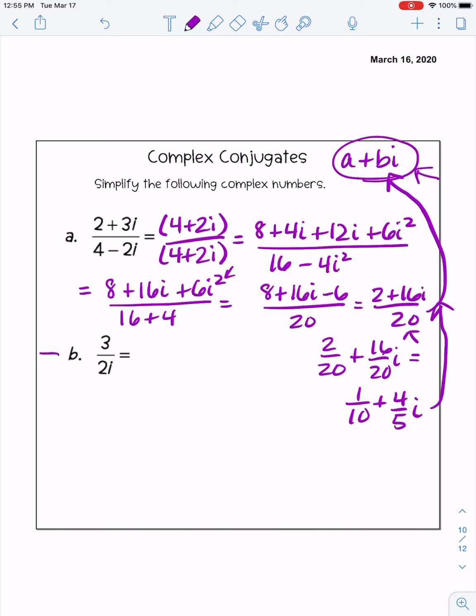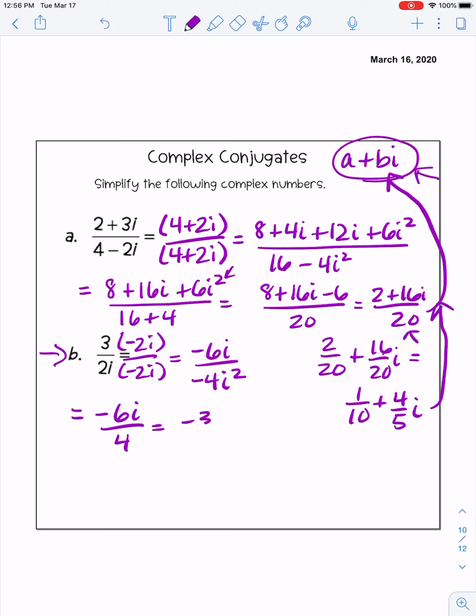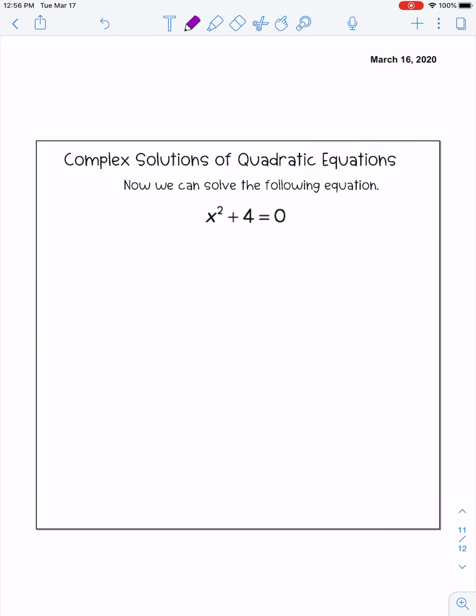So using the same logic for b, I'm going to multiply top and bottom by negative 2i, the complex conjugate of the denominator, because that's going to give me negative 6i over negative 4i squared, which can be simplified then to negative 6i over positive 4, which is just negative 3 over 2i. And in this situation, I don't have a real part, I just have an imaginary part. So my a is actually 0, and my b is negative 3 over 2. Okay, moving on to the next slide.